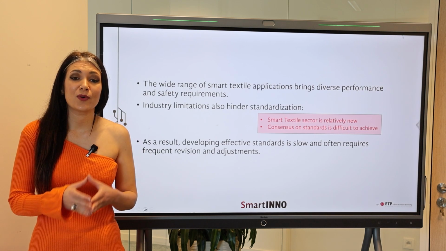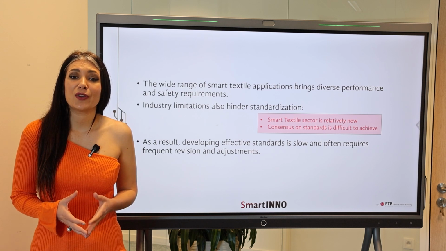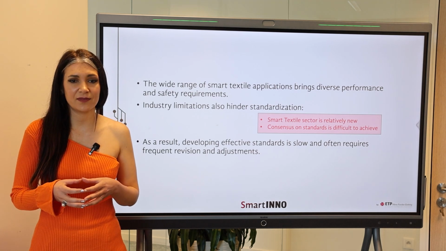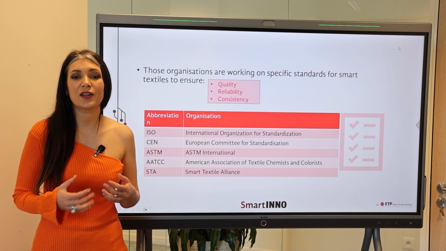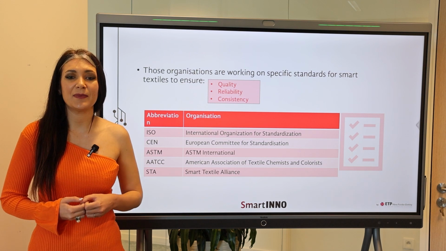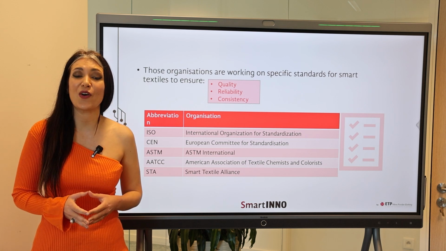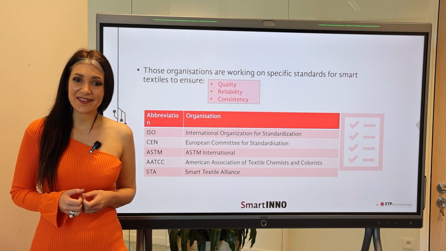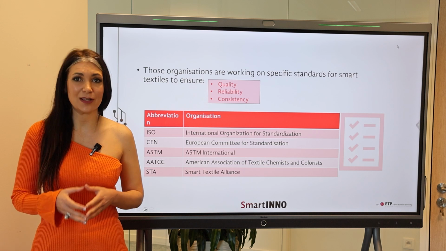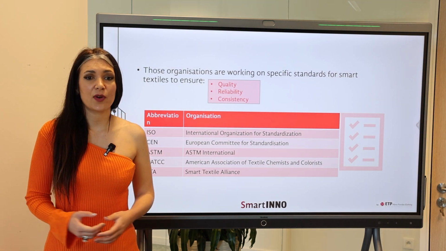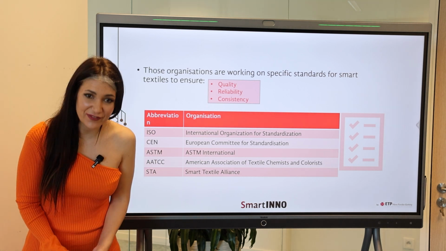Now we are going to talk about organizations working on standards. Some organizations are actively working on smart textiles standards, including ISO, the International Organization for Standardization, CEN, the European Committee for Standardization, ASTM International, and AATCC, the American Association of Textile Chemists and Colorists. The Smart Textile Alliance is working on the topic as well, and it's based in London, Europe. It's focused on different aspects, from electrical properties to durability, washability, and safety.